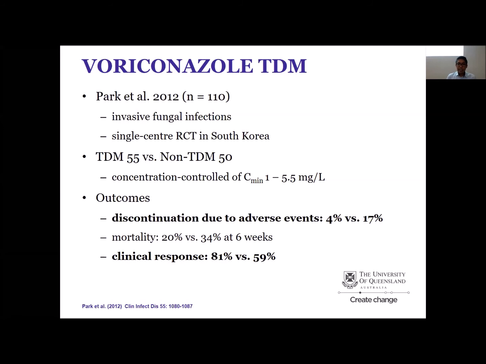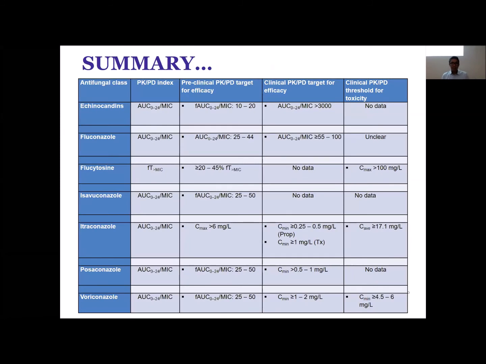So what we need is more data to support routine TDM for antimicrobials or antifungals in special patient populations. So this is the summary that I have presented just now. For some, we have data for both. We have animal data, we have clinical data, but we don't have a threshold for toxicity. In some, we have most of it, like voriconazole. So we need further data to understand the relationship between antifungals and outcomes.